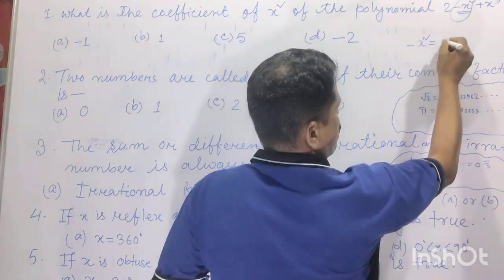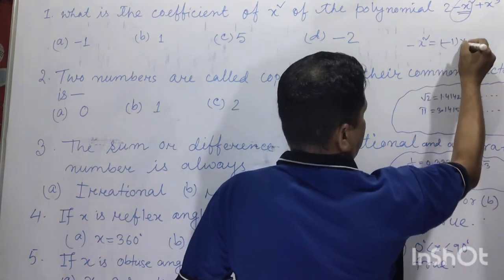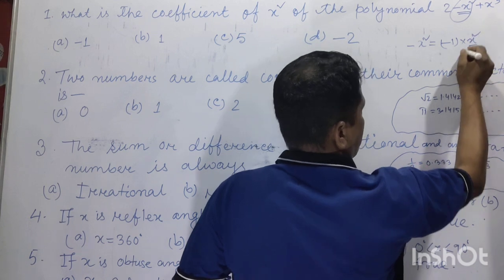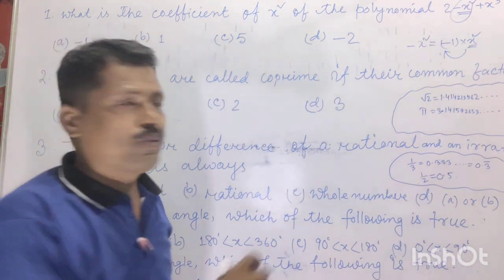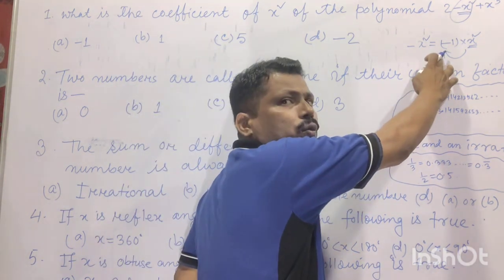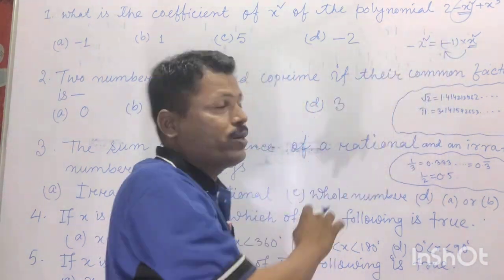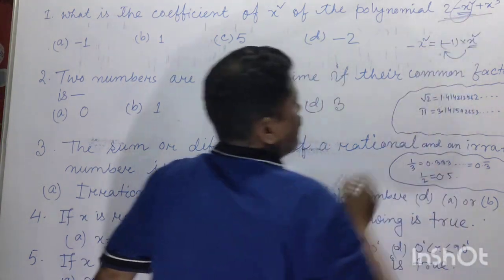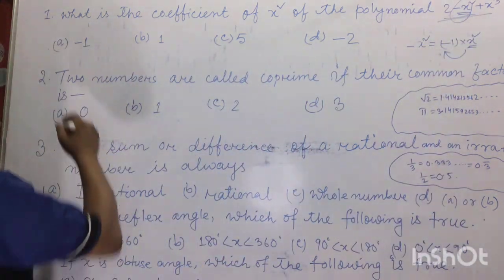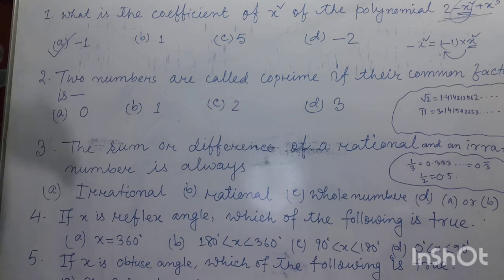Minus x square means minus 1 into x square. So x square is multiplied by what factor here? Minus 1. Therefore minus 1 will be the coefficient of the term minus x square in this polynomial. So here minus 1 is the correct option.